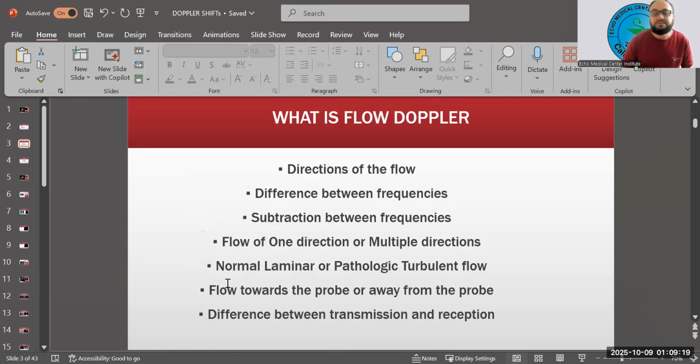Now, let's talk about flow Doppler or Doppler flow. What is a flow Doppler? Normally, we're talking about color Doppler. So let's talk about color Doppler, what it is. We want to know the direction of the flow, because as medical professionals, we know what a normal flow is, which direction is the normal direction, and what is the abnormal direction. I will give you one example.